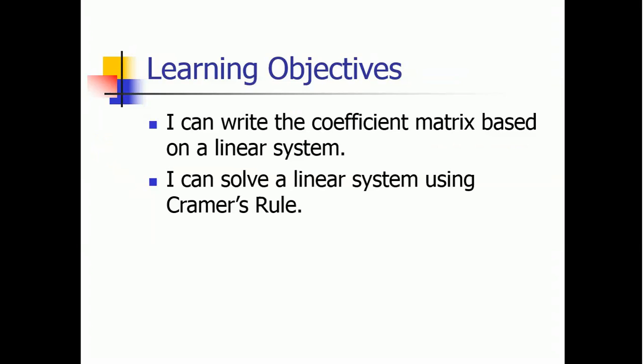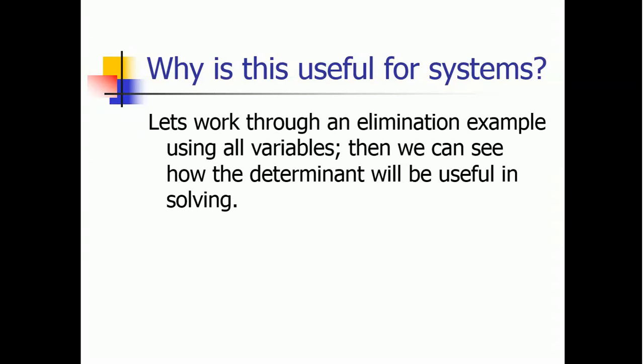So your learning objectives: I can write the coefficient matrix based on a linear system, and I can solve a linear system using Cramer's rule. So why is this useful? Basically, what it's going to do is not make us do elimination.